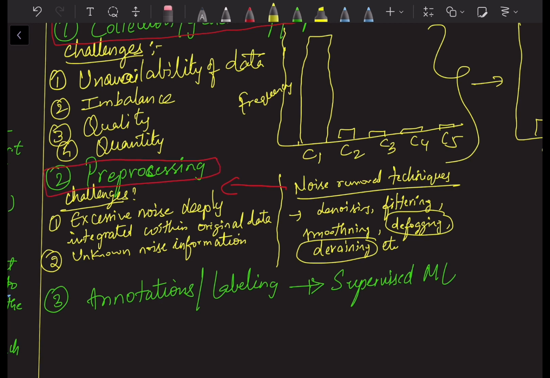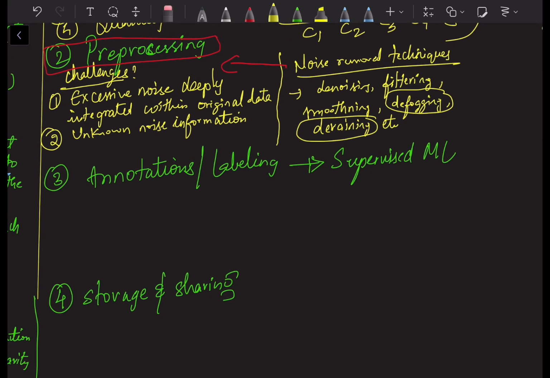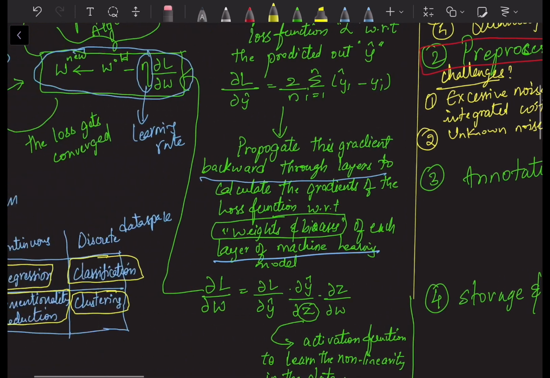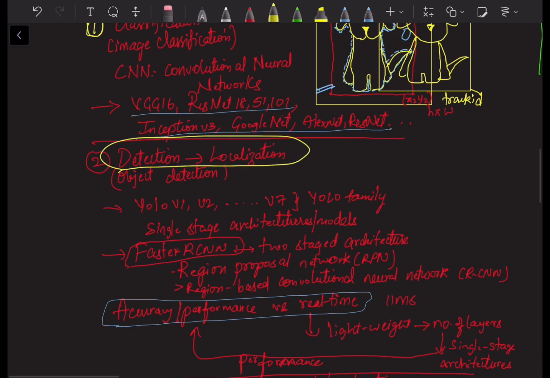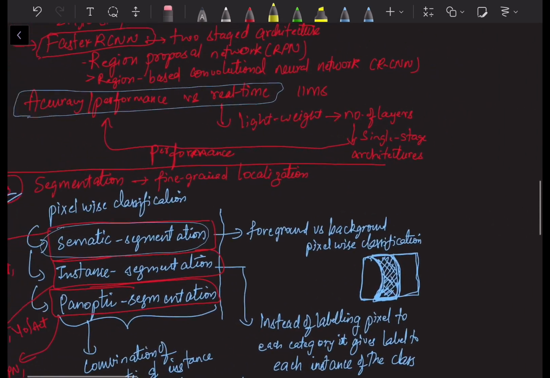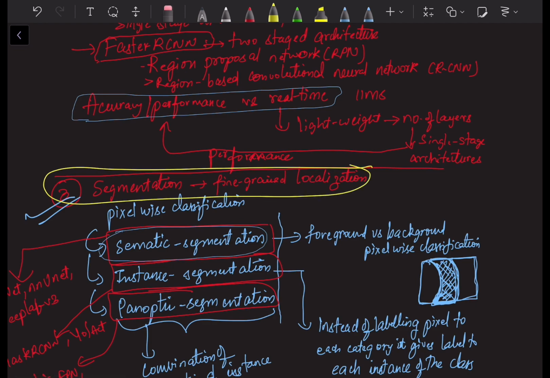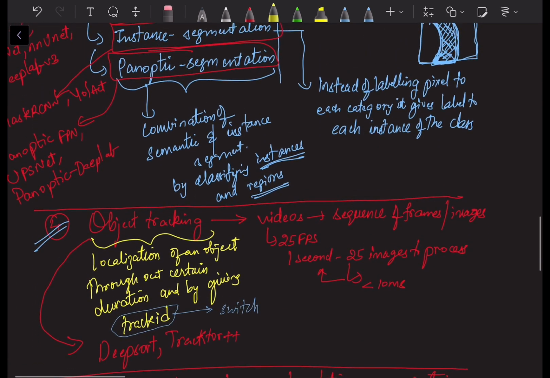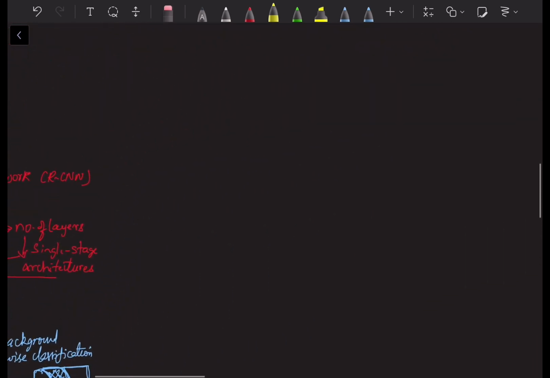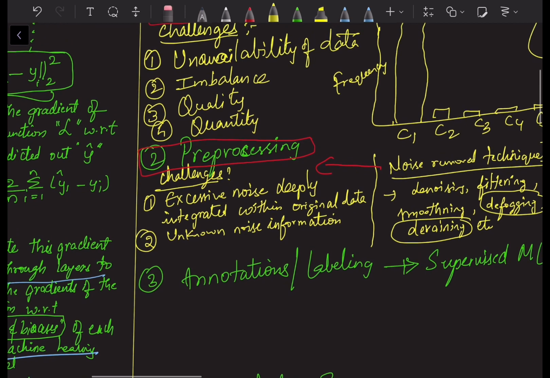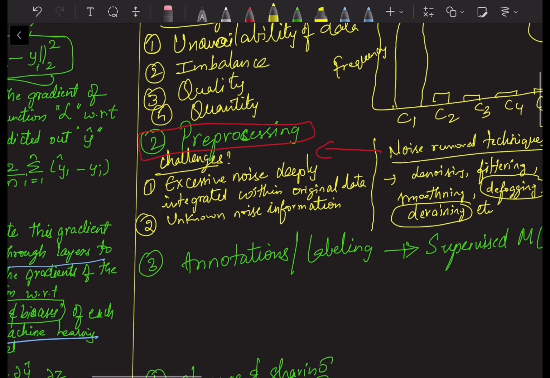Next, we move on to the annotations and label step. This is again a very important step for supervised machine learning. And why I particularly am emphasizing these annotations are very important for tasks like detection and segmentation and tracking that we discussed in the previous part. So, why is it a challenging task? Because we have to manually annotate. So, it's a tedious task.